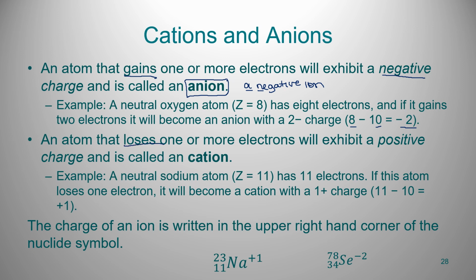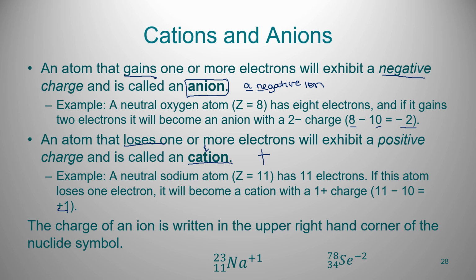If an atom loses 1 or more electrons, it exhibits a positive charge, and it's called a cation. You can remember the cation is positive because it has a T in it, which looks like a positive sign. So the cation is positive, the anion is a negative ion. For example, like I just said a minute ago, a neutral sodium atom has 11 protons and 11 electrons, but if this atom loses 1 electron, it will have a positive 1 charge, because protons minus electrons equals the charge.